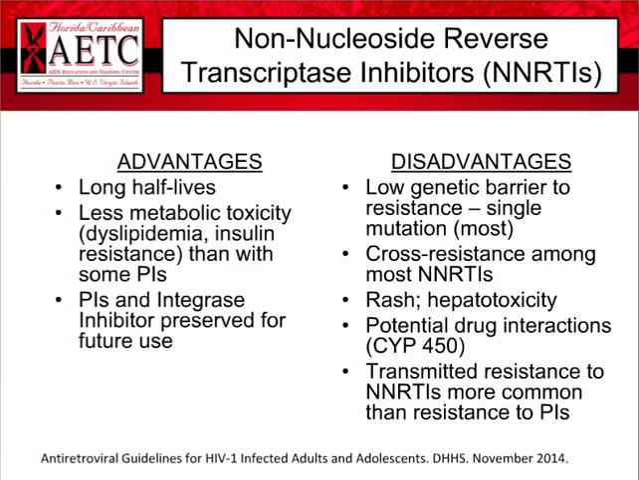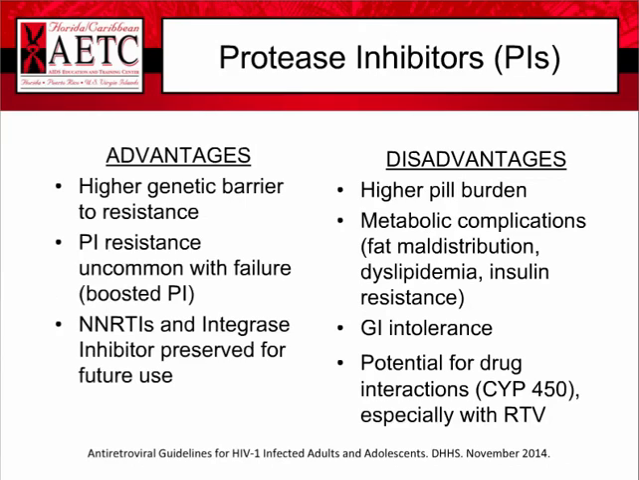In fact, the most frequent mutation that we've seen is with efavirenz, which is a non-nuke. You can get rash, and with efavirenz you can get mental health problems, actually. You can get nightmares and CNS effects.